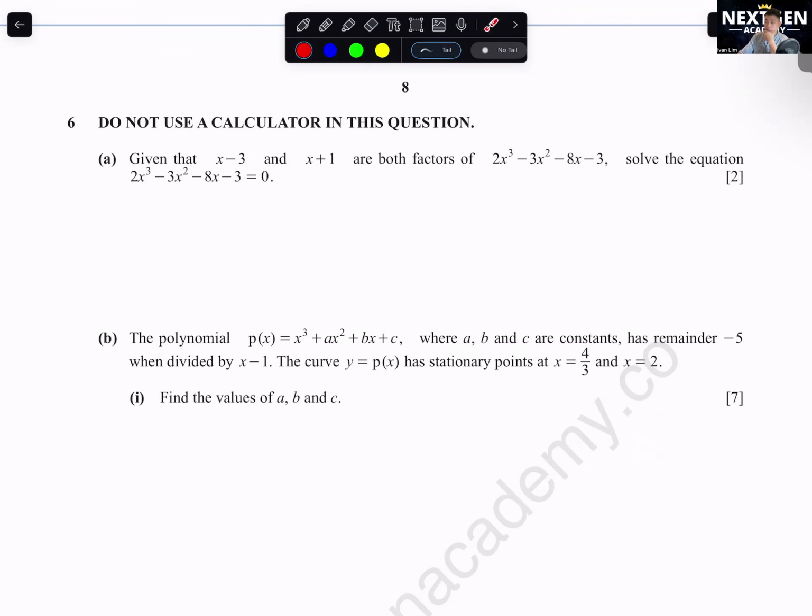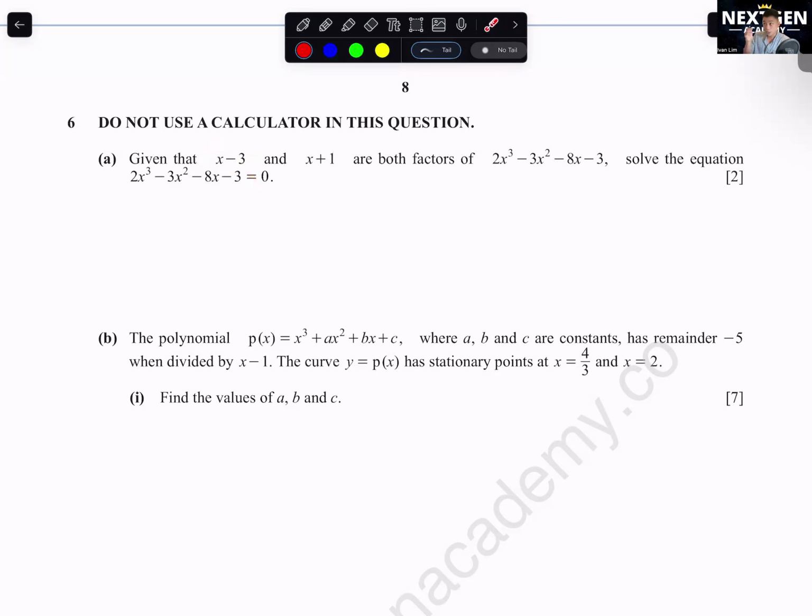Long division, okay, can. Any other methods that y'all use? Long division, then factorize. Okay, so two ways that y'all can use. Synthetic division, same like long division. You can either do long division, which is typically what we normally do. You take one of the factors and divide it. After that, you get a quadratic, then you factorize it and solve it.